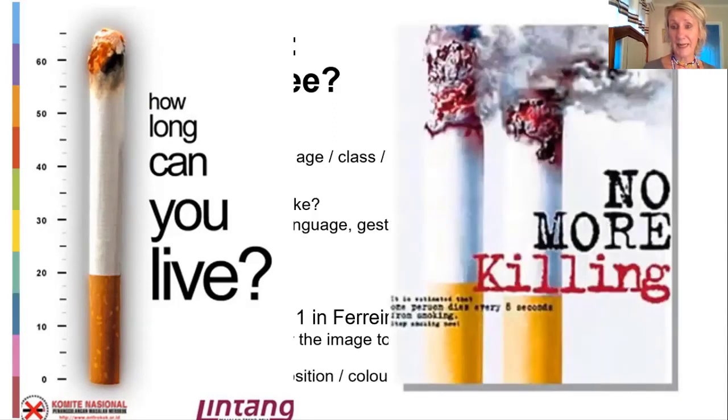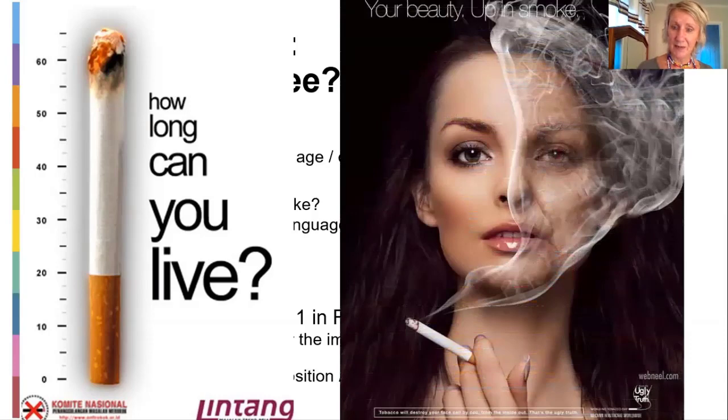What about this one? No more killing. And this looks like the Twin Towers and cigarettes tied up with the Twin Towers, that whole image of what happened in 9/11. No more killing, and this is what cigarettes are doing. They're also killing people. What about the effect of smoking and beauty? If you see the side of the lady's face with no smoking, a beautiful clear complexion, and on the other side you see the wrinkles and the grayness and what smoking has done to her.